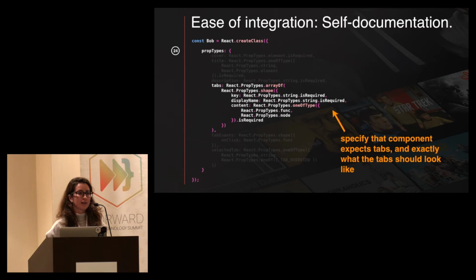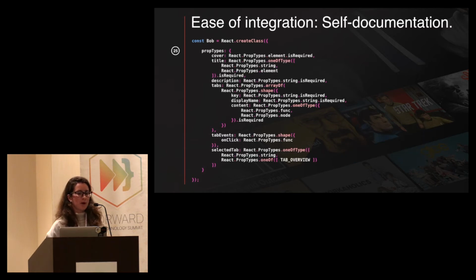And actually, you can get really granular with these. So if you look at our tabs, we can not only specify that we want tabs, but we can specify that we want them to be an array of objects that have a key, a display name, and also a content attribute. And I really recommend looking at React's prop type documentation because it's actually very powerful, it's really extensible, and they even have information in there on how you can build custom validators for custom use cases.